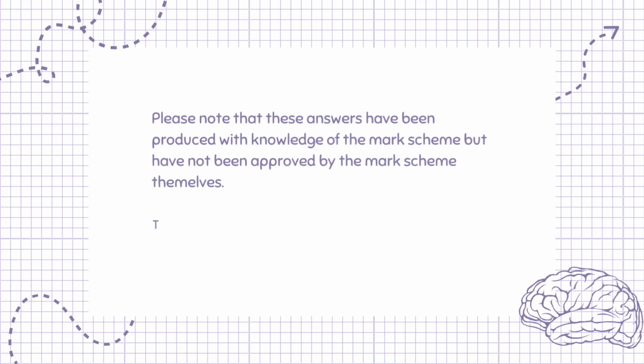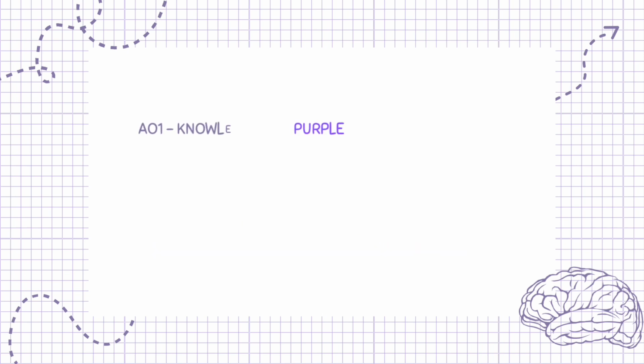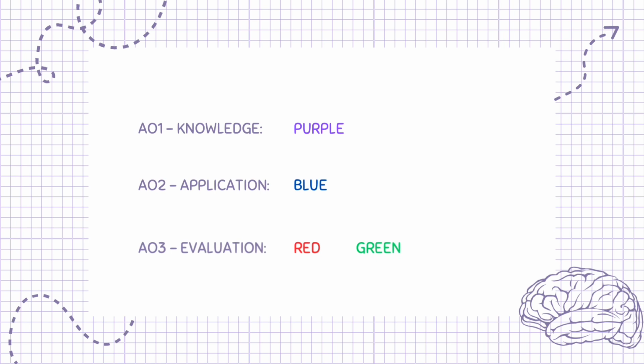There are 3 assessment objectives, AOs, in psychology. In this video they are color-coded. AO1 Knowledge, purple. AO2 Application, blue. AO3 Evaluation, red and green.